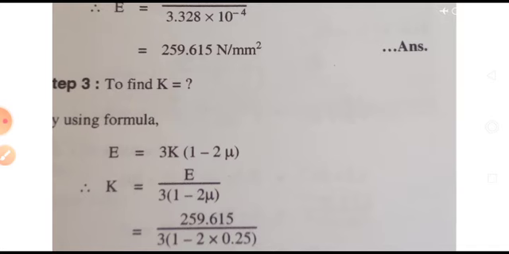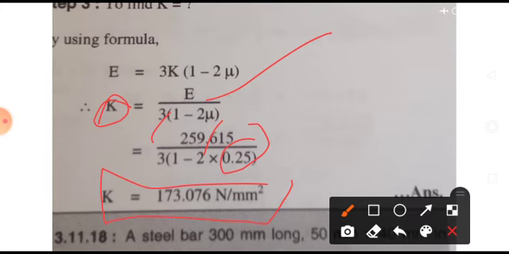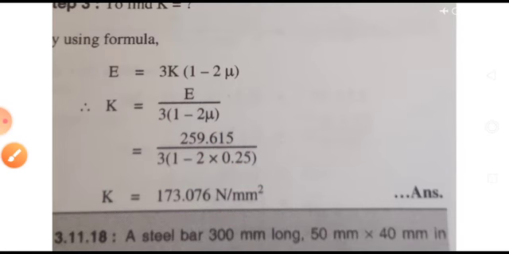Now let's find K. Before going for K, remember the relation between K and the values that we have. We have E and mu, so write the equation for K in terms of mu and E, and put in the value of E, which we calculated, 259.615 upon 3 into 1 minus 2 mu, where mu is 0.25. Put all these values and you will have K, that is the bulk modulus, equal to 173.076.